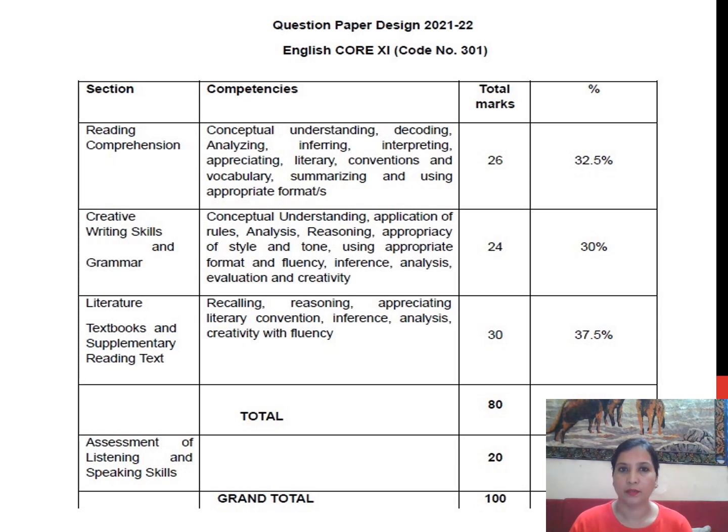So this is the blueprint of your question paper. As you can see, the reading comprehension, that is your section A, will come for 26 marks. Under this reading section, you will have 3 questions. The first question will be of 10 marks. The second question will be of 8 marks. And the third question under reading comprehension will be of 8 marks.